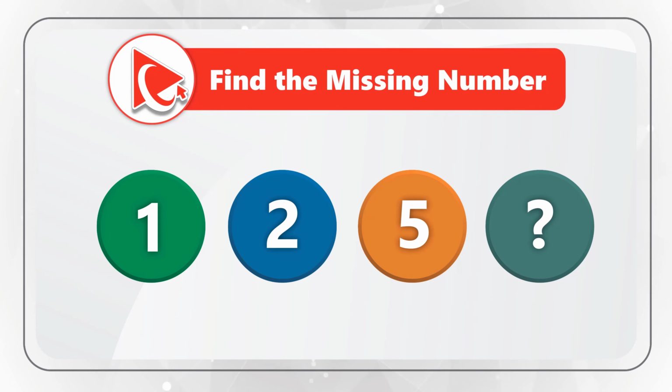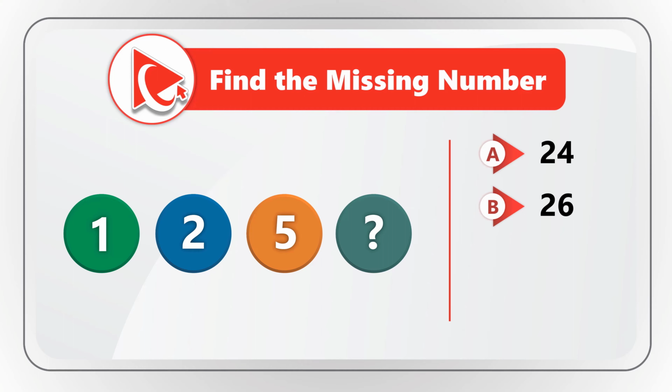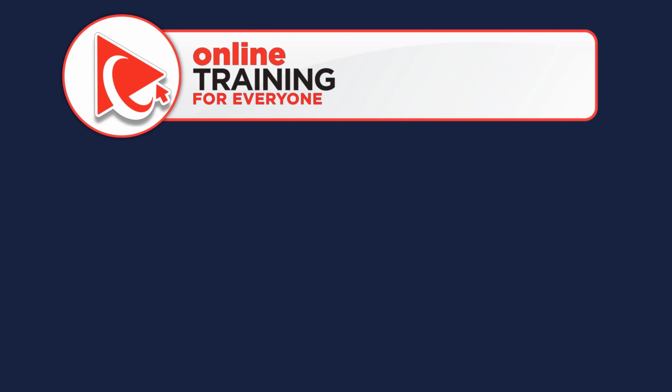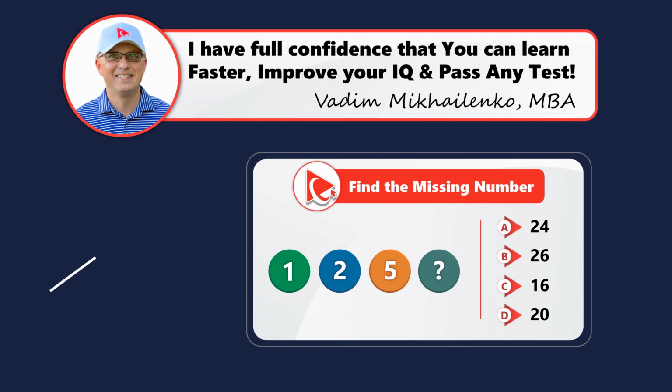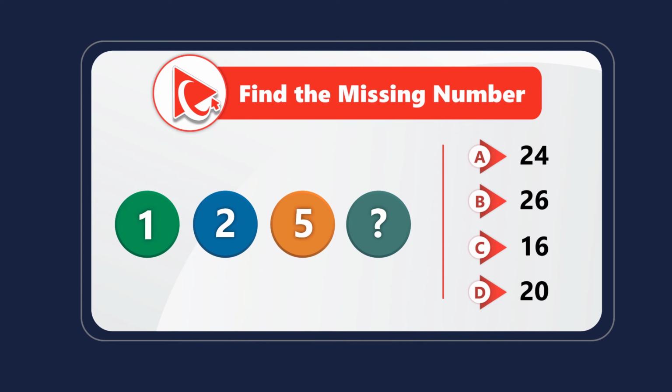You need to calculate and select the final answer out of 4 possible choices. Choice A, 24. Choice B, 26. Choice C, 16. And last but not least, choice D, 20. Take a close look to see if you can calculate the final answer. Are you ready? I hope you found the answer because it's so easy to calculate. Let's move forward so I can share with you my version of the solution. And obviously, if you have a better way to solve it, please make sure to post in comments.